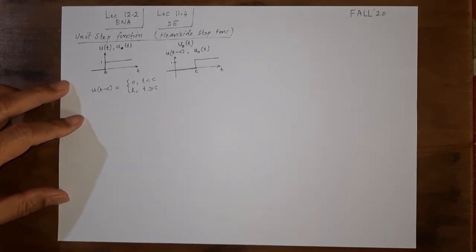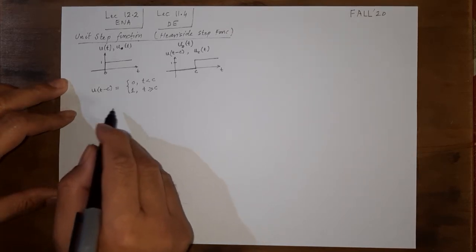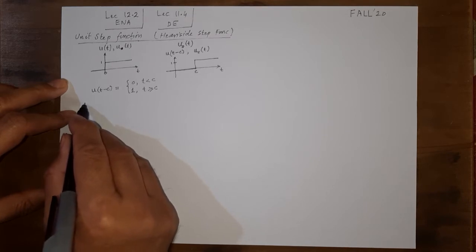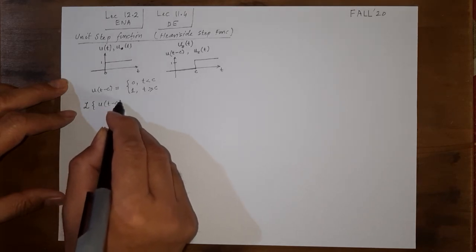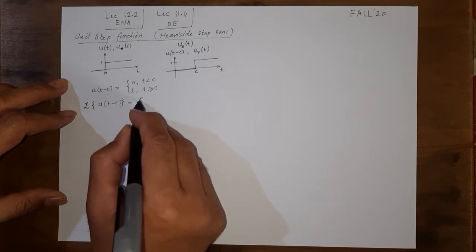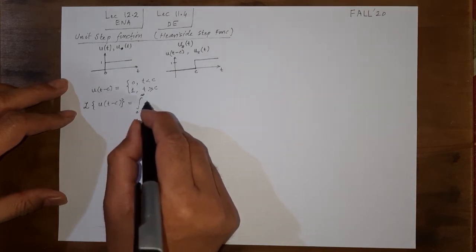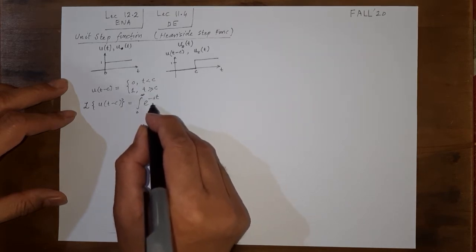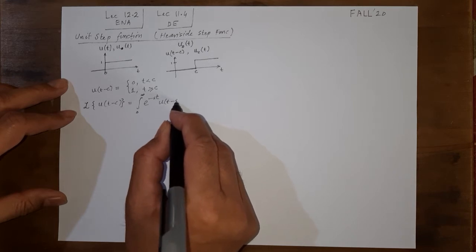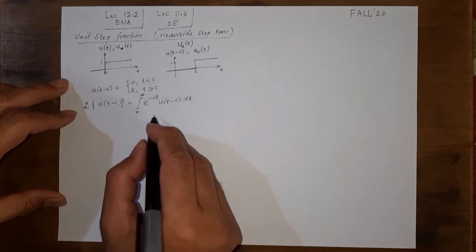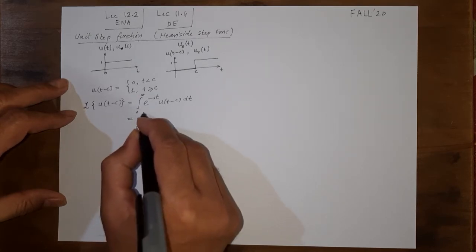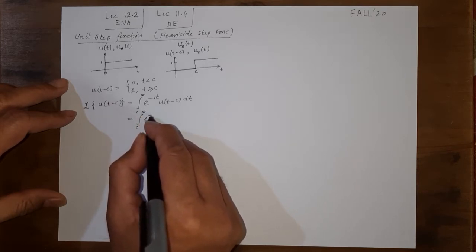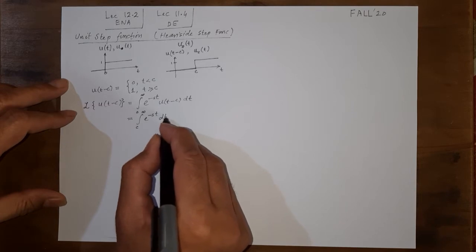Since we are reading about the Laplace transform, let us find the Laplace transform for this function. The Laplace transform of u(t minus c), by definition, would be solving this integral from 0 to infinity, multiplying e raised to the power minus st with the function being considered. Since it is 0 up till c, this integral will be 0 up till c, and after c the function becomes 1. So this is what we get.